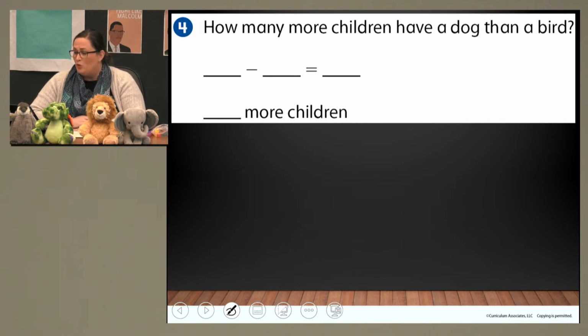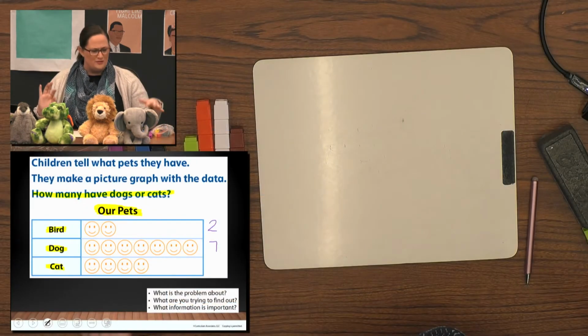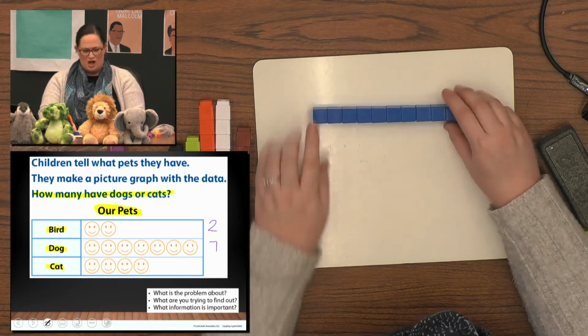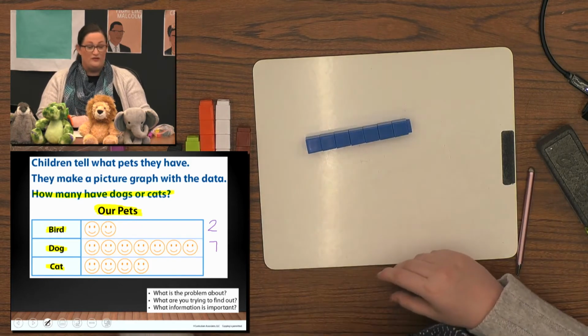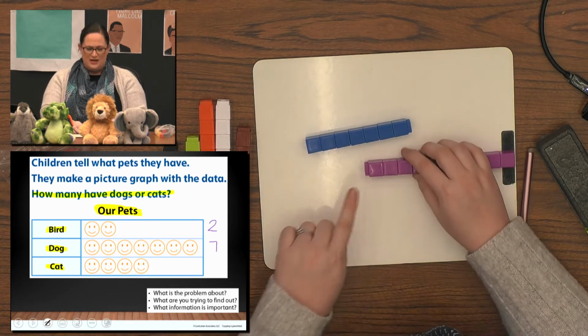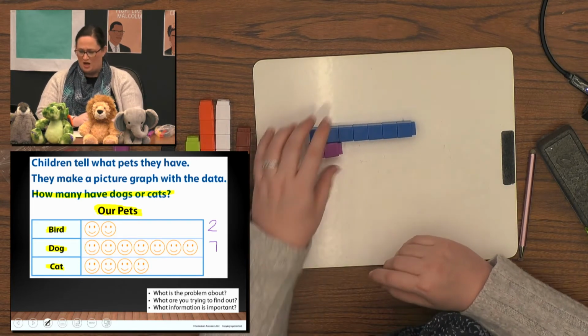Ooh, how many more children have a dog than a bird? Let's go back to that graph. Dog, and bird. Okay, so how many children have a dog? 7. How many children have a bird? 2. Mr. Kevin, can you show my whiteboard? So it's one of those how many more, how many fewer questions again. So I'm gonna do dog, blue, 1, 2, 3, 4, 5, 6, 7. If you have cubes, do it with me, or if you have counters, or you could draw a picture if you wanted. And then birds is 2, 1, 2. And the question was, how many more dogs than birds?